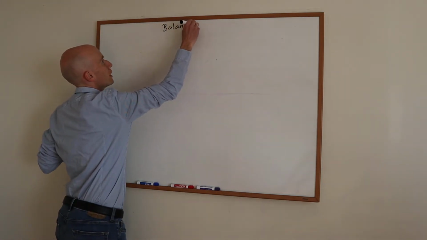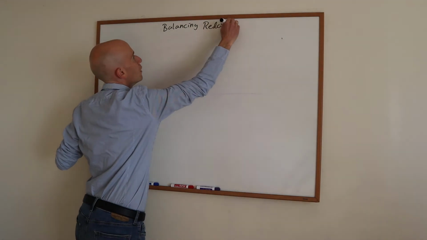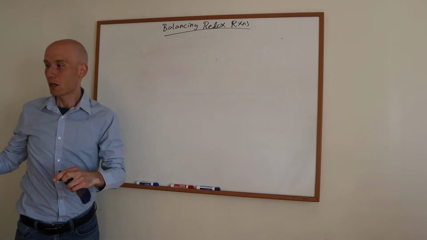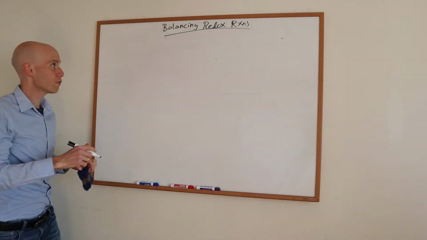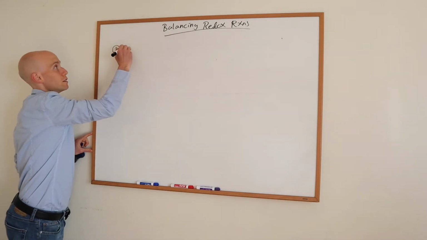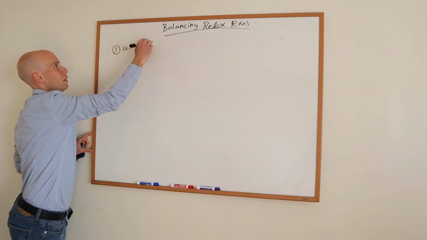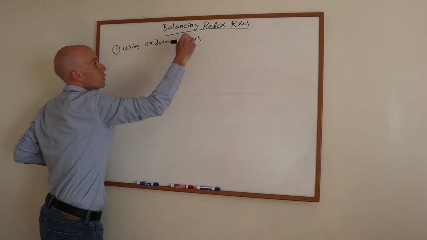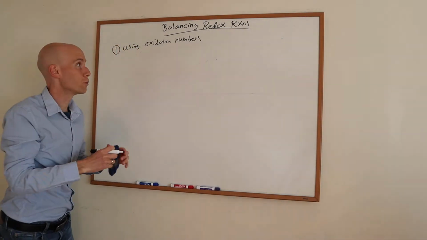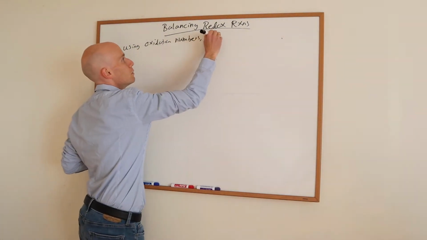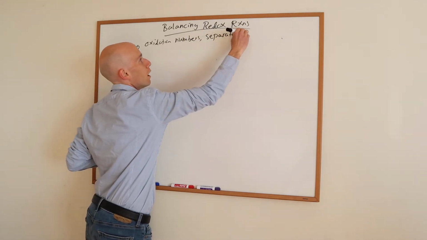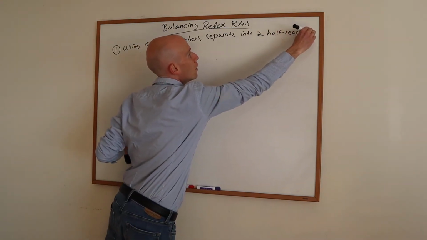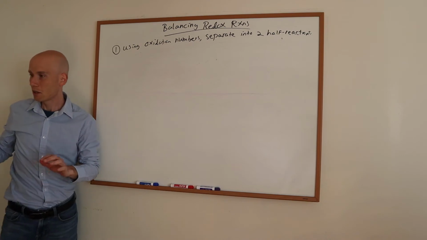So balancing redox reactions. All right. As I said, I'm going to give you a little bit of a recipe. First thing first, using oxidation numbers, you want to ascribe the oxidation numbers to the different species. Separate the reaction that's given to you into 2 half reactions. Okay, so that's the first thing you want to do, right?